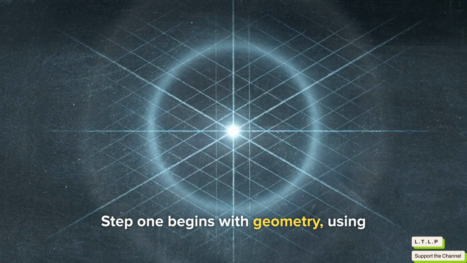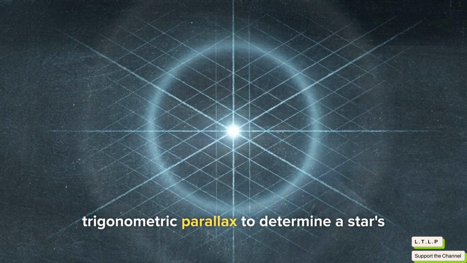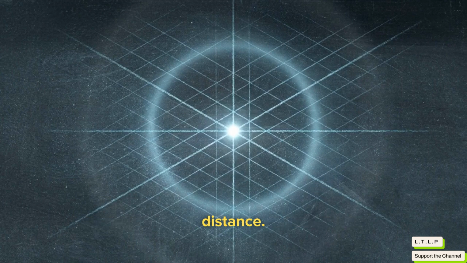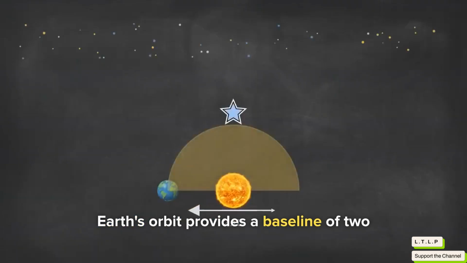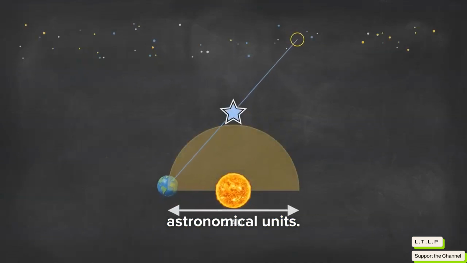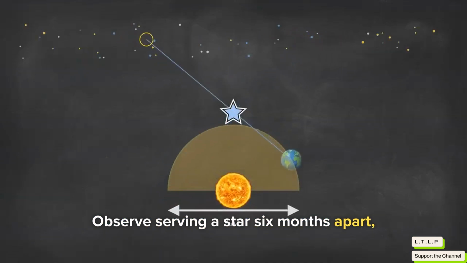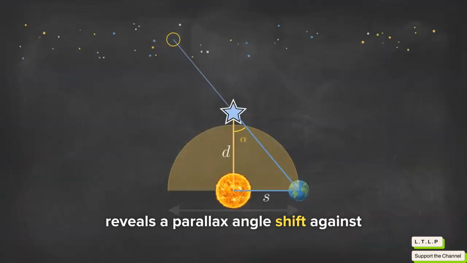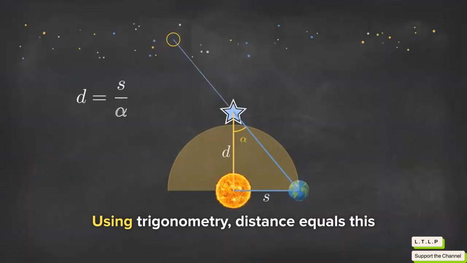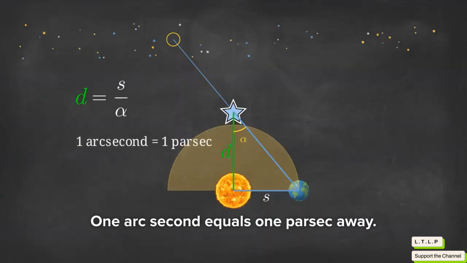Step 1 begins with geometry, using trigonometric parallax to determine a star's distance. Earth's orbit provides a baseline of 2 astronomical units. Observing a star 6 months apart reveals a parallax angle shift against background stars. Using trigonometry, distance equals this baseline divided by the angle. 1 arcsecond equals 1 parsec away.